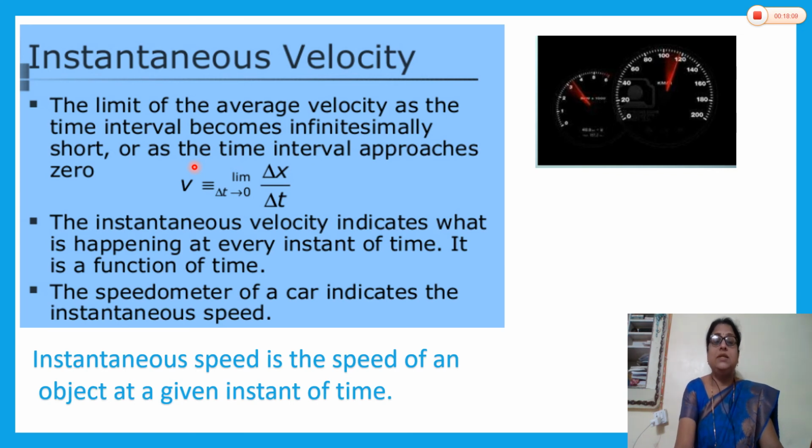Instantaneous velocity, we can read this formula. Instantaneous velocity is approximately equal to the limit as delta t tends to 0 of delta x upon delta t. Here delta x gives us the change in displacement and delta t gives the change in time. The instantaneous velocity indicates what is happening at every instant of time.